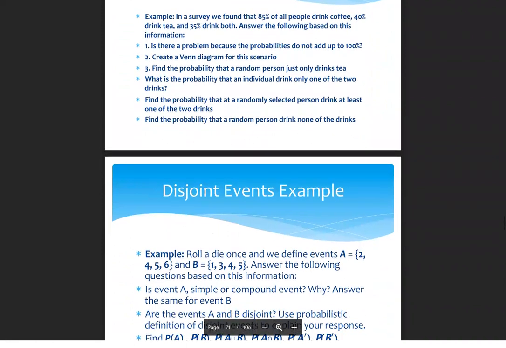Again, it is the exact same problem, a duplicate, but this time we are talking about coffee drinkers and tea drinkers. 85% of the people in the society drink coffee, 40% of the people drink tea, 35% drink both coffee and tea. Based on this information, answer the following questions. Exactly the same problem.